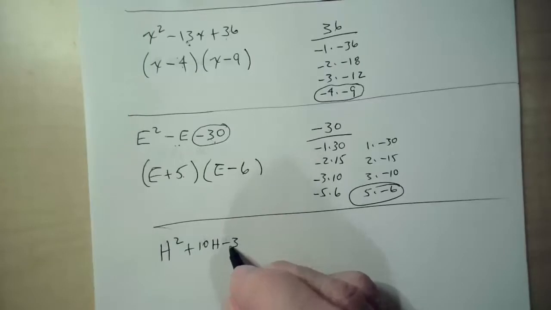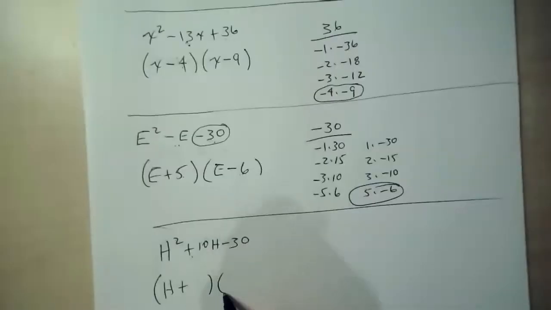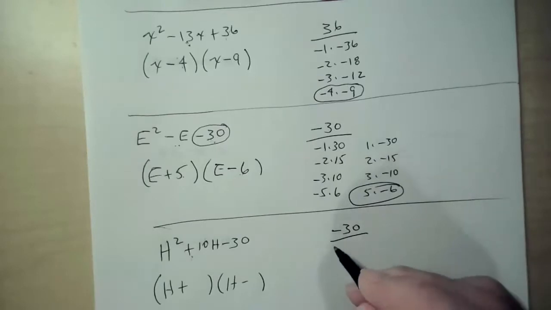h squared plus 10h minus 30. Get that one if you're so smart. Mr. Garcia, are you there? Yeah, I'm here. Okay. Now, what's this going to look like? If the linear term's positive, we really don't care about the linear term that much. But what's going to make this negative? A positive and a negative. Excellent. h plus something and h minus something. But what are the factors of negative 30 that combine together to give us a positive 10?